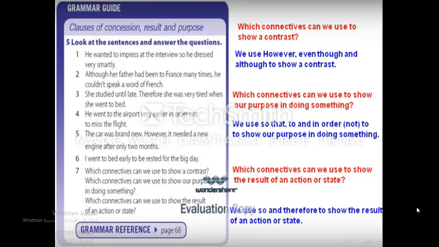Which connectives can we use to show a contrast? We use however, even though, and although to show a contrast. Which connectives can we use to show our purpose in doing something? We use so that, to, and in order not to show our purpose in doing something. Which connectives can we use to show the result of an action or state? We use so that and therefore to show the result of an action or state.